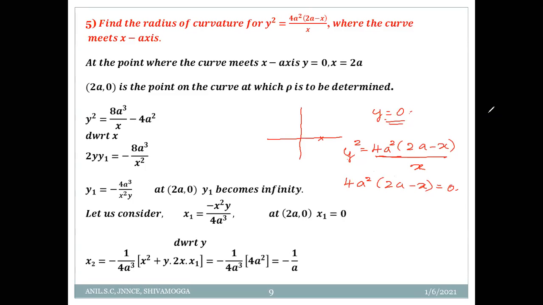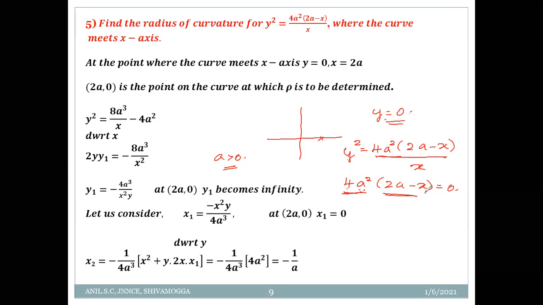Since the product of these two terms, 4a square into 2a minus x, is equal to 0, at least one of the two is equal to 0. That is, either 4a square is equal to 0 or 2a minus x is equal to 0. But you cannot equate 4a square to 0 because 4 is positive, greater than 0. A square is also positive. A is always a positive quantity here. Therefore, a square is also positive. The product 4a square is greater than 0. Therefore, this cannot be 0.